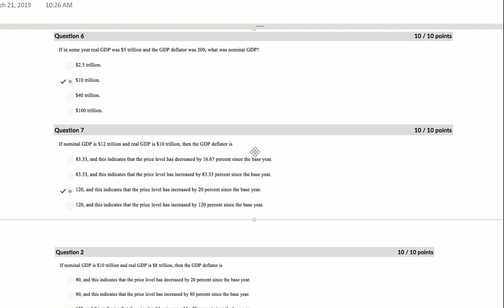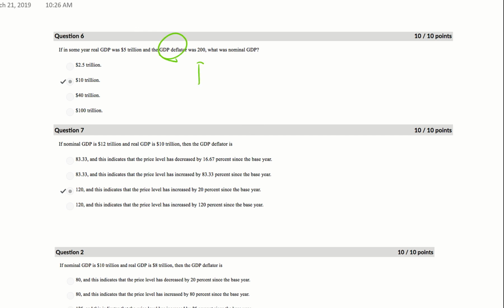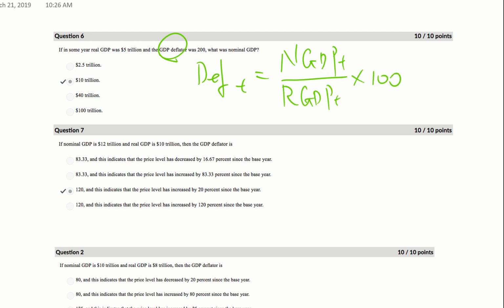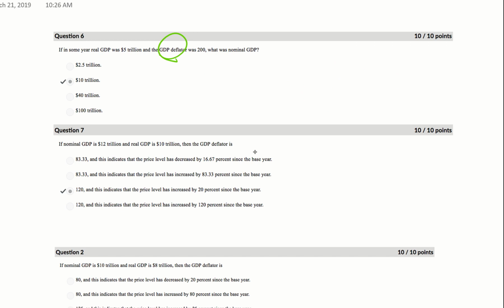If in some year real GDP was $5 trillion and the GDP deflator is 200, what was nominal GDP? So for GDP deflators, this formula is this. Remember this. Deflator equals your nominal GDP of any year divided by the real GDP of any year times 100. That's our GDP deflator. So for this case, our deflator is 200.